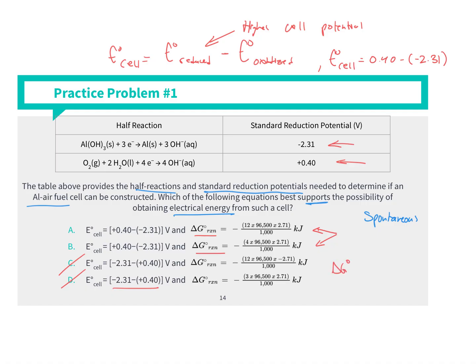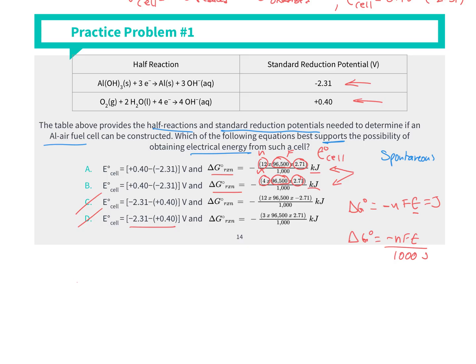As a reminder, delta G naught is equal to negative NFE. And you can see here our answers are given in kilojoules, whereas the cell potentials are, of course, in joules. And so what we need to do to this equation is essentially do minus NFE. We have to divide by 1,000 because there's 1,000 joules in a kilojoule. Now, you can see in both of these, this 96,500 shows up in both because that is Faraday's constant F, and this 2.71 is E naught of the cell, and so they're the same. The only difference here between our two answers is N, the number of electrons.